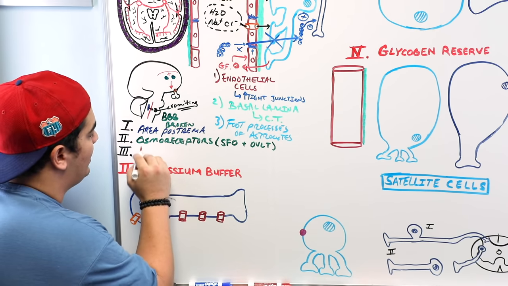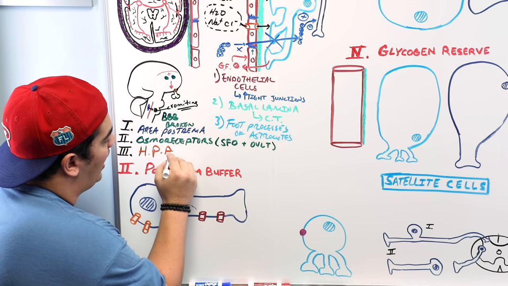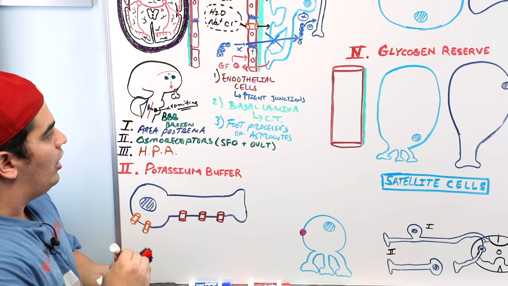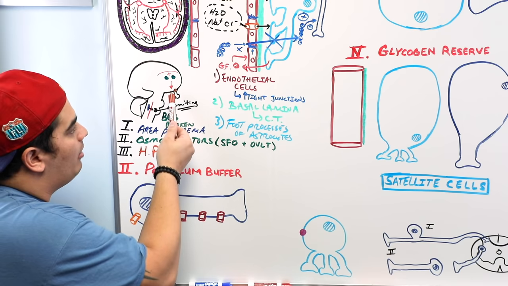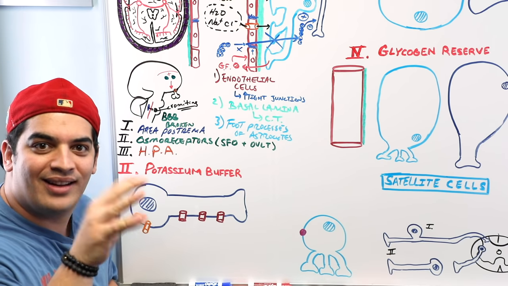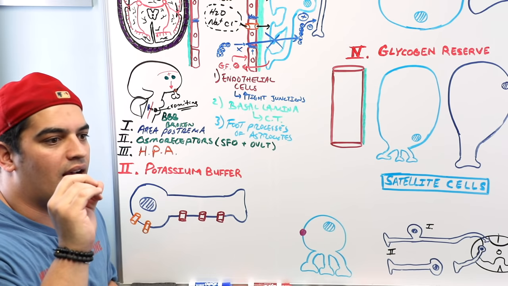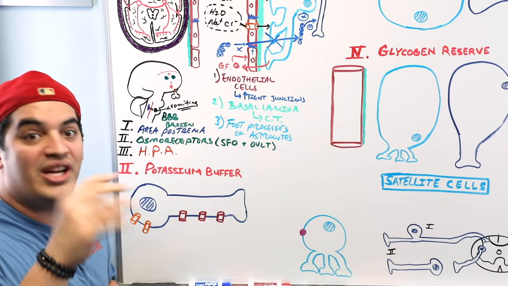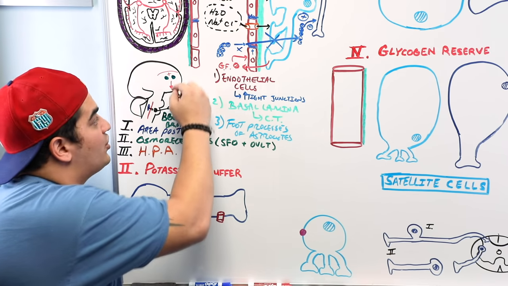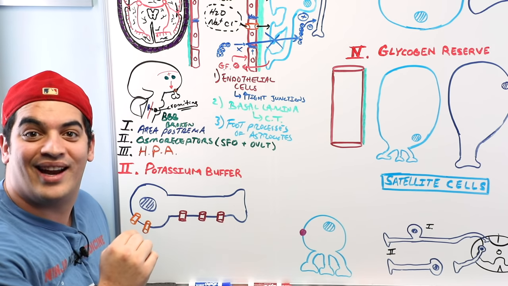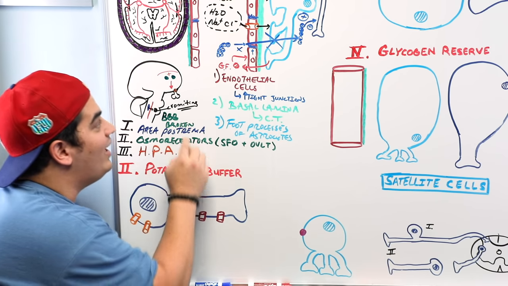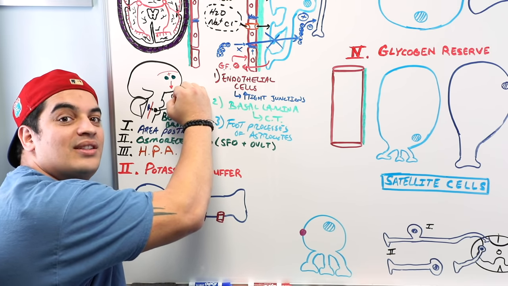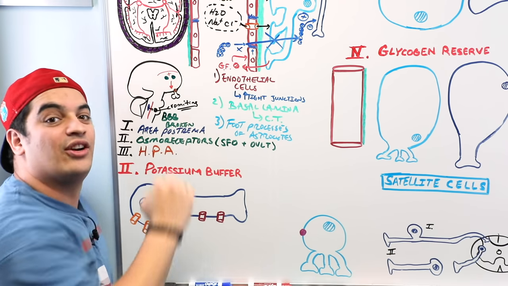The last area is between the hypothalamus and the pituitary. We're just going to denote this as the hypothalamic pituitary axis, the HPA. What happens between the hypothalamus and the pituitary gland? What is the hypothalamus doing? It's secreting little hormones, things like CRH, GHRH and GnRH, all of these different releasing factors that have to circulate through the blood and get to the anterior pituitary.